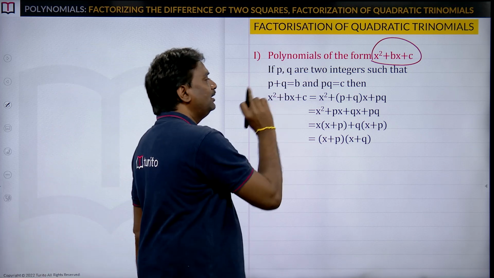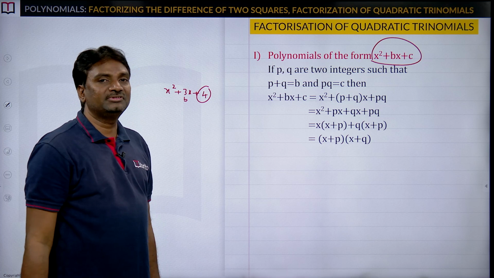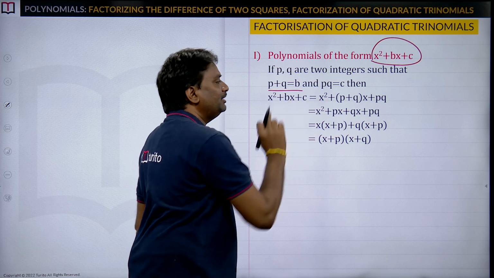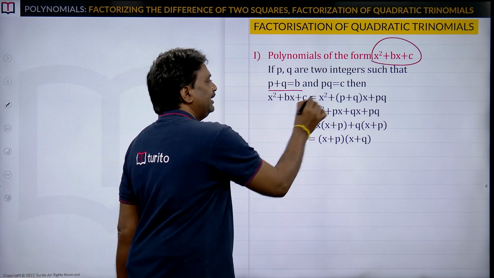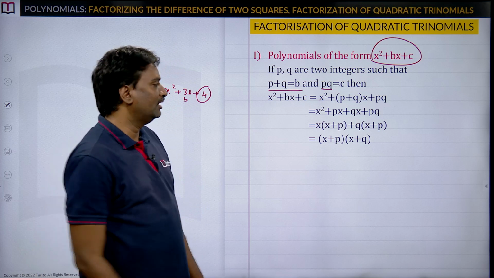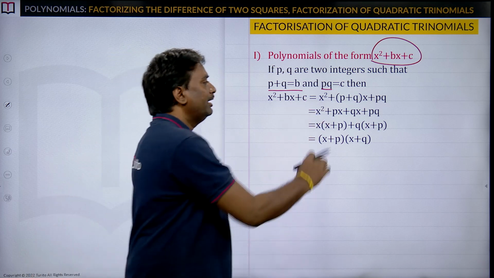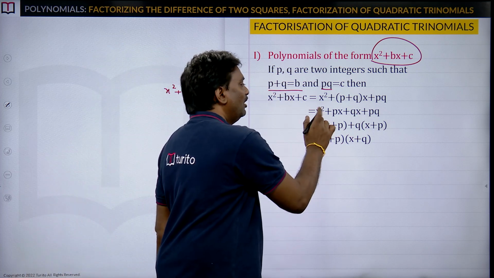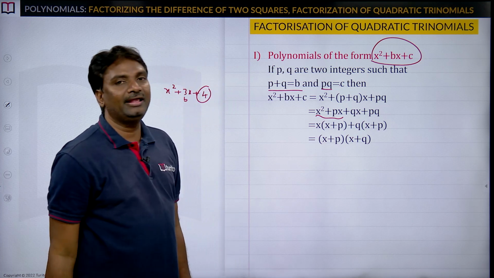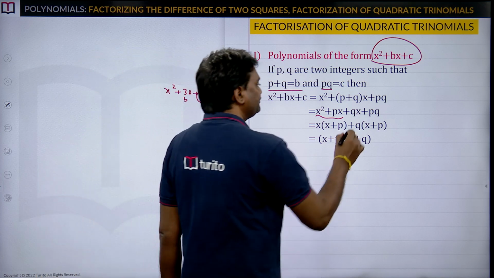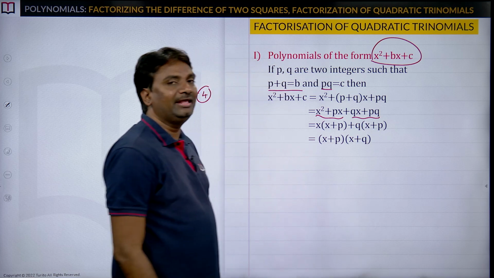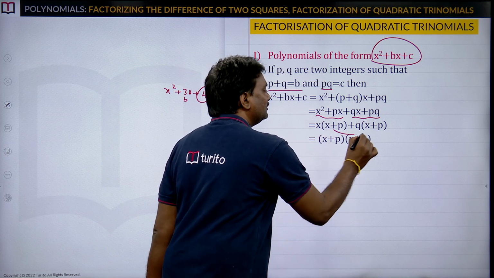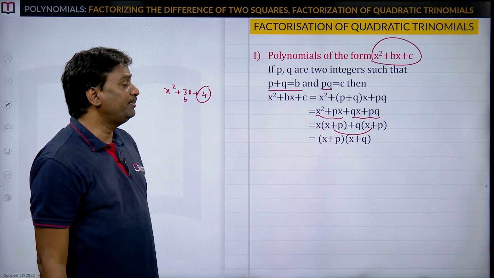Then we can express x square plus bx plus c by writing p plus q in place of b, and pq in place of c: x square plus (p plus q) into x plus pq. Now, by simplifying, x square plus px plus qx plus pq. From x square plus px we can take x as common, so x of (x plus p). From qx plus pq, by taking q as common, q of (x plus p). Again by taking this x plus p as common, we get (x plus p) into (x plus q).